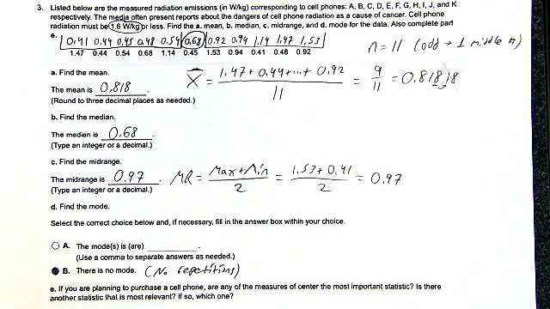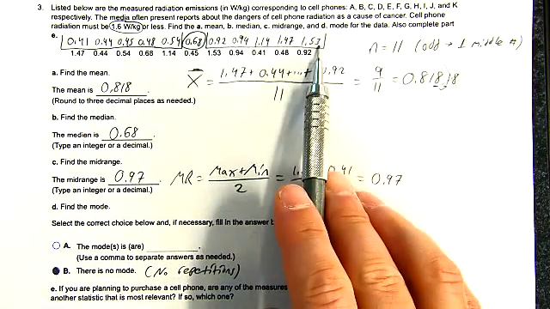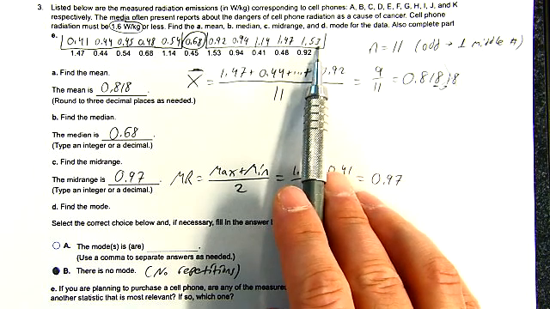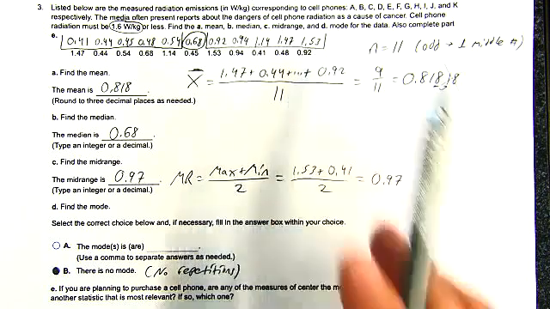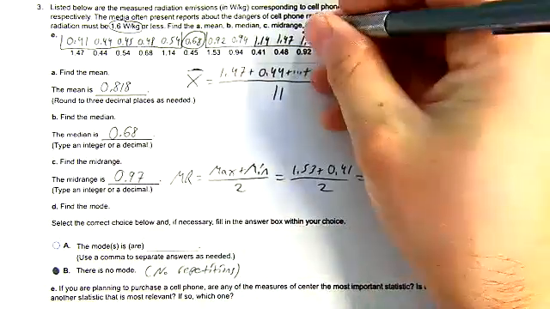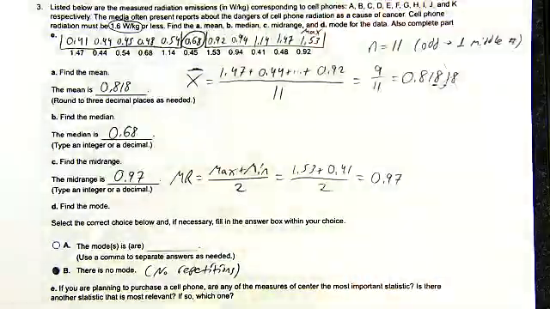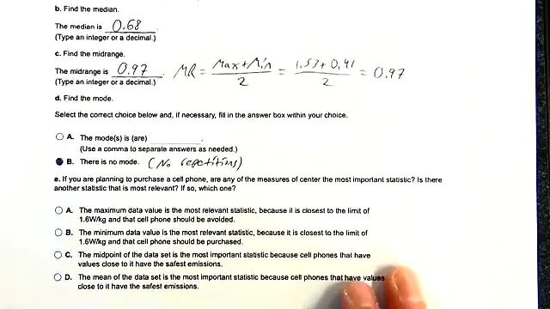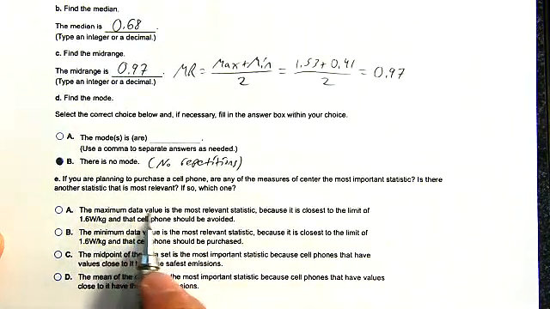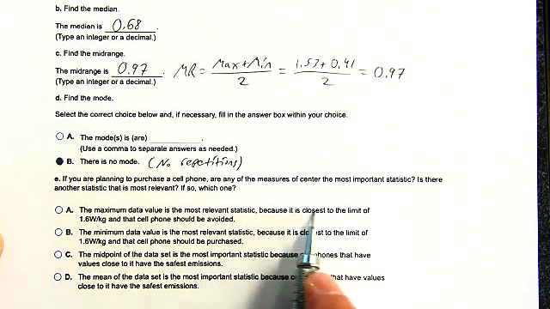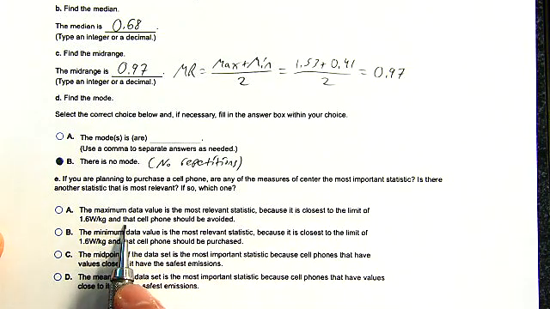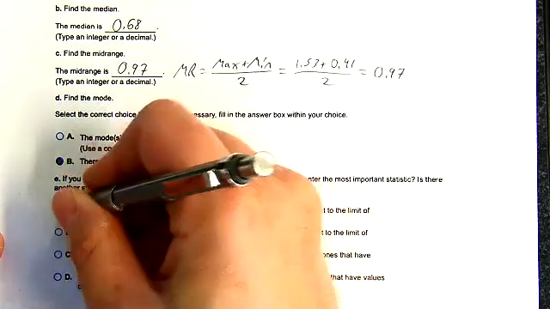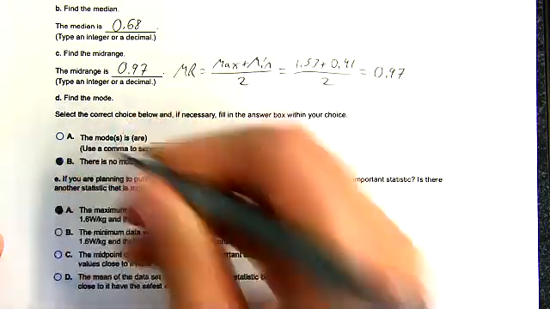But look at the maximum number. That's kind of close, isn't it? So I might want to find out who makes that phone and avoid it, because it's just a little too close for comfort maybe. And what do we call this number? That number is the max. So our measures of center don't really apply to this concern, but our maximum does. So the maximum data value is the most relevant statistic because it's closest to the limit of 1.6, and that cell phone should be avoided. Perfectly worded. A.